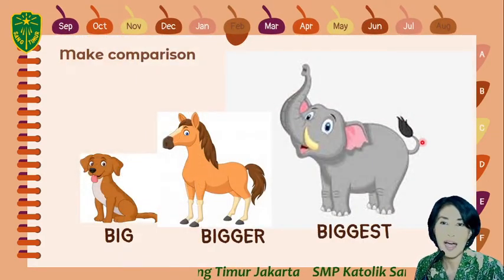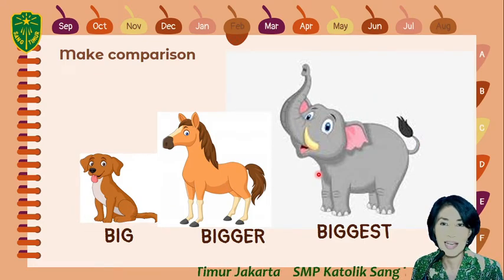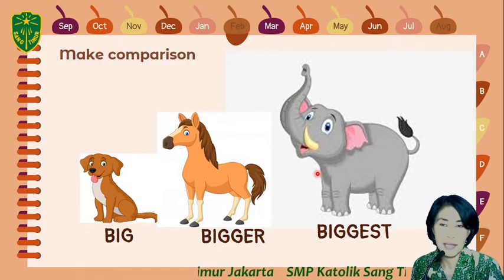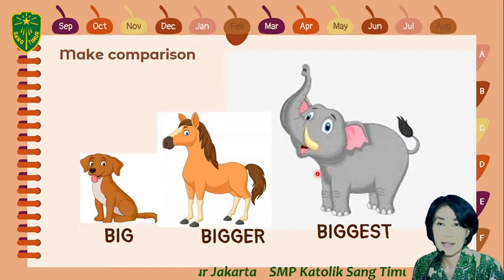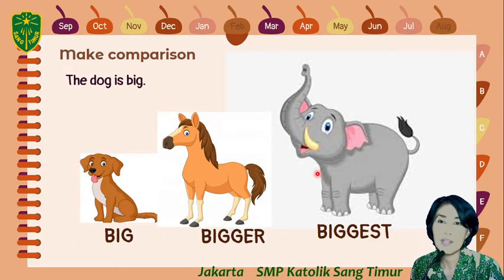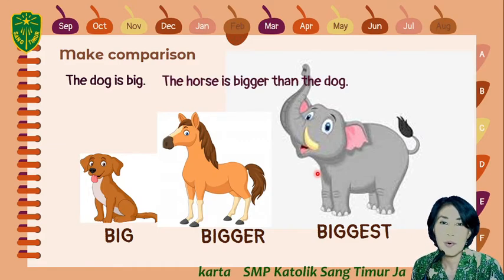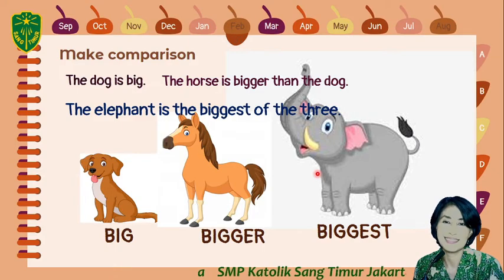Well, now here I have three animals: a dog, a horse, an elephant. Can you make sentences using the three animals and the adjective? Well, the dog is big. The horse is bigger than the dog. The elephant is the biggest of the three. Good.